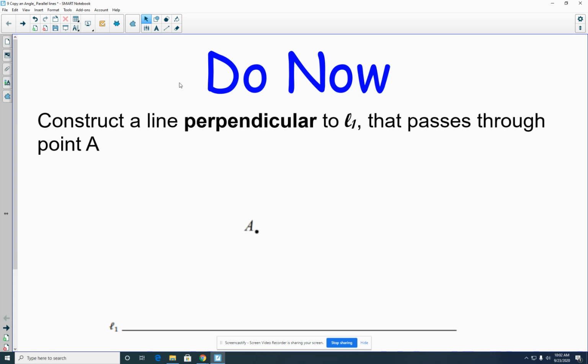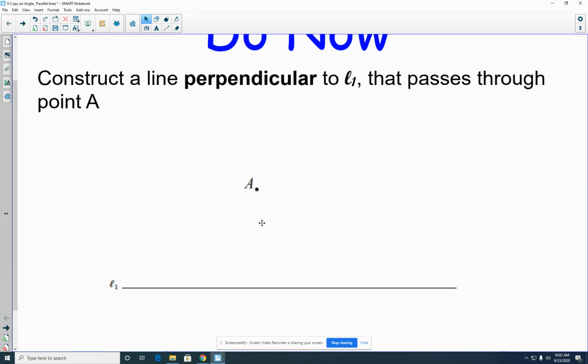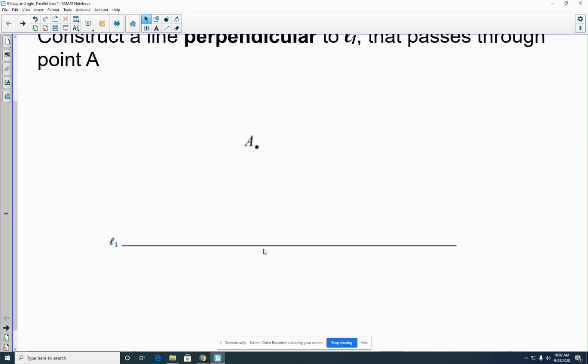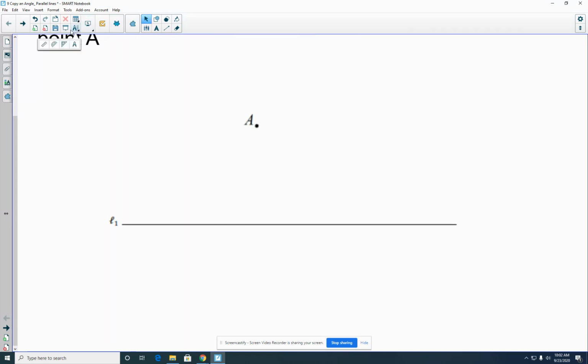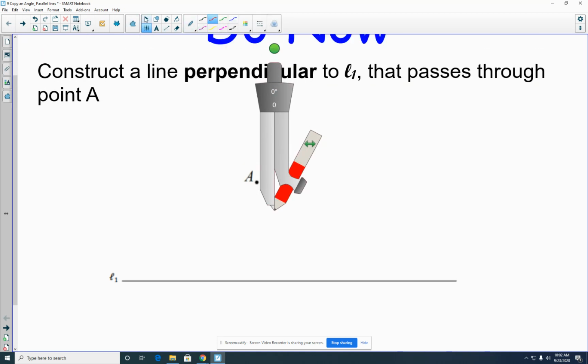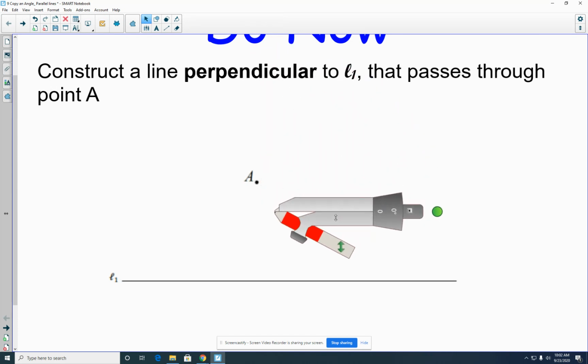Hey everyone, this video is for lesson 3, which consists of constructing parallel lines as well as copying an angle. To construct parallel lines, we're going to start with what we did yesterday, and construct a line perpendicular to this line here, which is named line 1, and it's going to specifically pass through point A. To recap yesterday, in order to construct perpendicular lines through a point not on a line, which this is not, the first step is to do our smiley face.